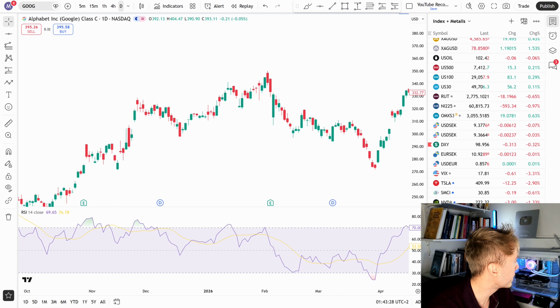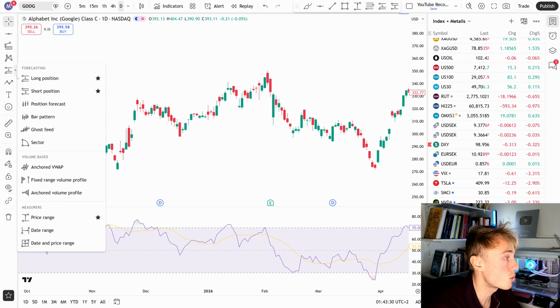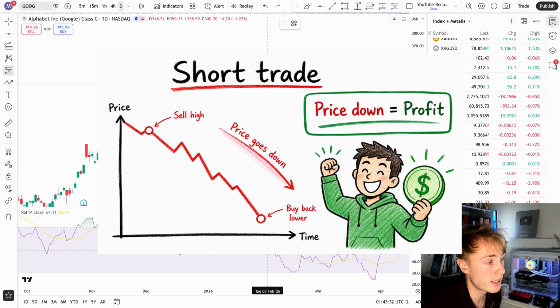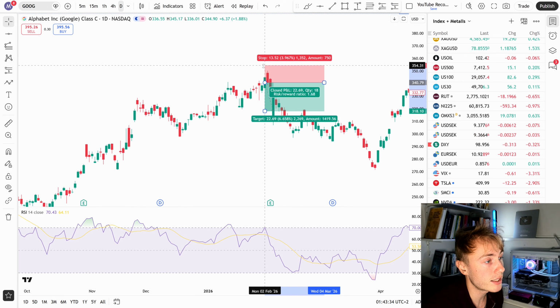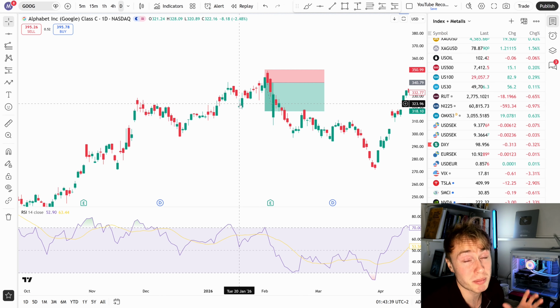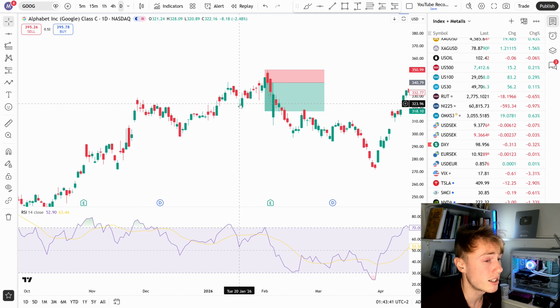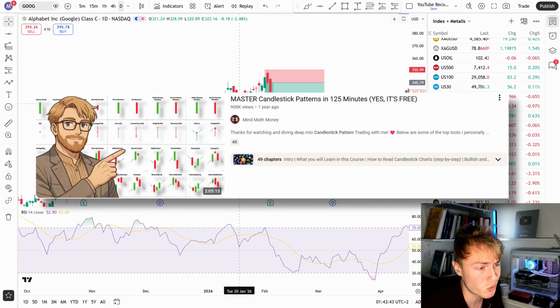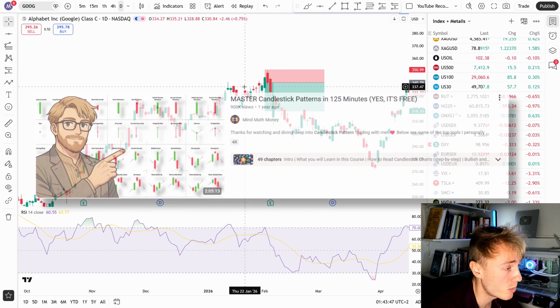So with all of these signals, we can imagine that we took a short trade. Remember, a short trade is when we make money when the price is going down, setting our stop loss just above the high. That is a very common way to set stop losses. By the way, if you want to learn more about candlestick patterns, I have a full 2-hour long masterclass on candlestick patterns. I highly recommend checking that one out.